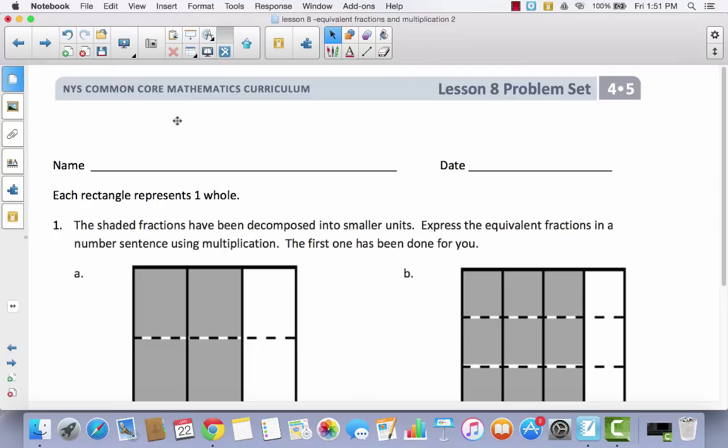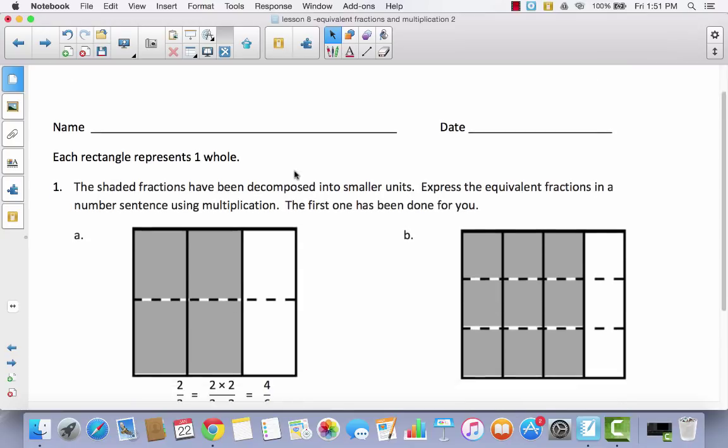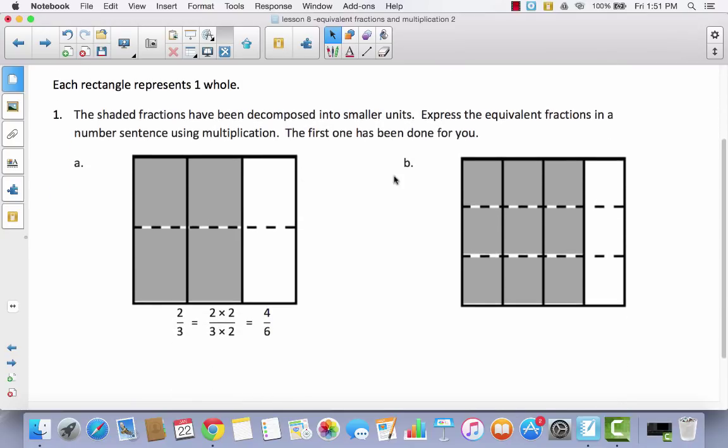I want you to go ahead and write your name at the top, and I want you to notice that it tells us right here that each rectangle represents one whole. So that's why none of these area models are labeled as one whole, because it tells us right here that they all equal one whole, so we don't have to label that every single time. The shaded fractions have been decomposed into smaller units. Express the equivalent fractions in a number sentence using multiplication.